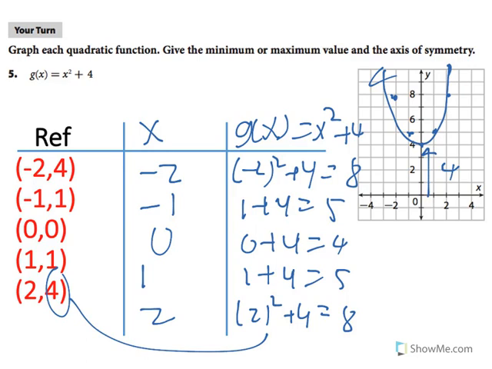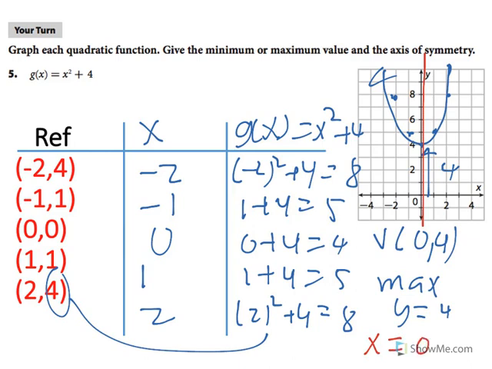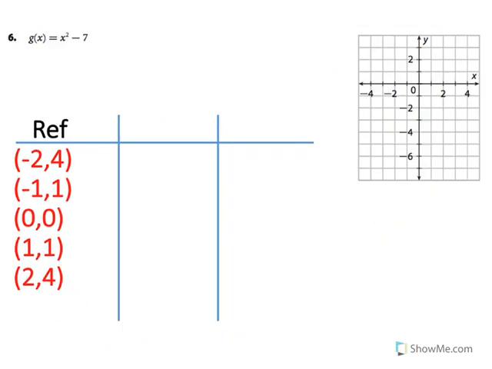It says give the minimum or maximum value and the axis of symmetry. From our previous lesson, we know that the vertex is 0, 4. So the minimum is y equals 4, and the axis of symmetry is the line x equals 0. Okay, let's go on to our next one. This is x, and this is x squared minus 7.